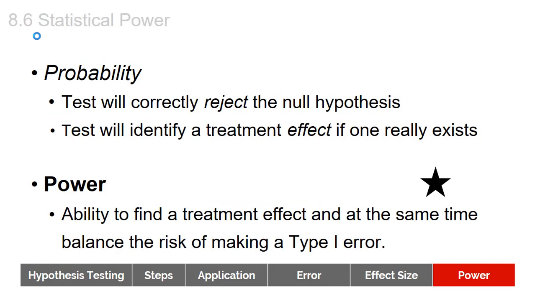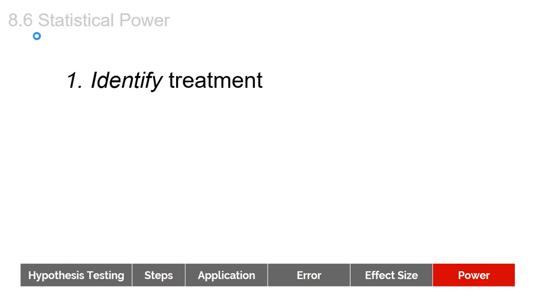So what is statistical power? It is the probability that a test will correctly reject the null hypothesis. It's the probability that a test will identify a treatment effect if one really exists. So it's the ability to find a treatment effect and at the same time balance the risk of making a type 1 error. So the first step is to identify the treatment.